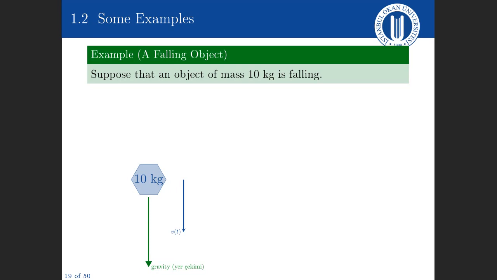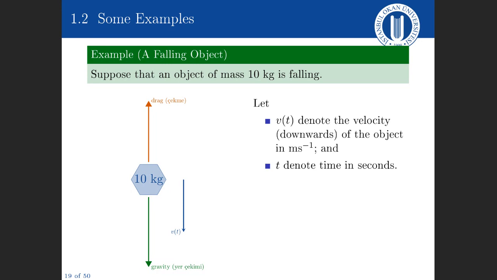What forces are acting on this object? There's gravity and there's drag. The gravity is pointing in the same direction as the velocity, so the gravity will try to make the object go faster and faster. Drag is pointing in the opposite direction from velocity, so the drag will try to slow the object down. We need units before we can go any further. For velocity, I'm going to use the units meters per second, and for time, I'm going to use seconds.